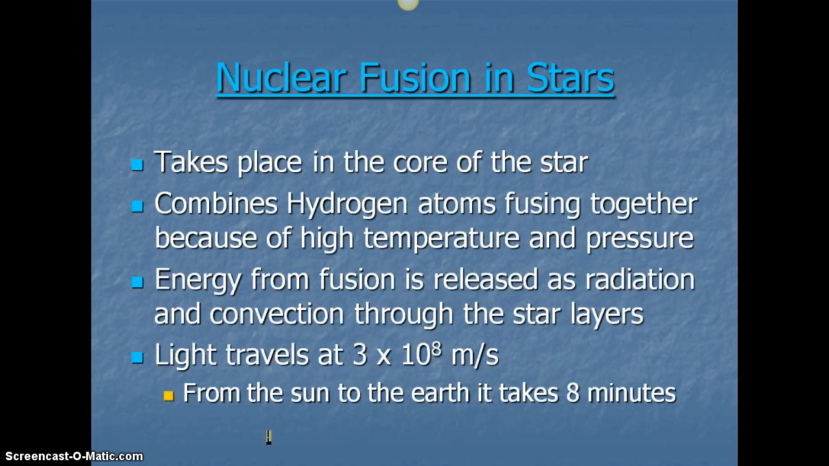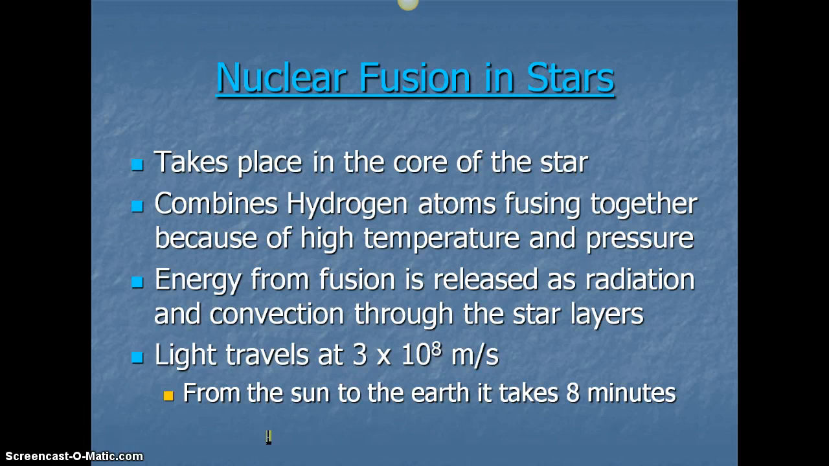Nuclear fusion in stars. Stars have their light because of fusion. We talked about fusion back in chapter 9. It takes place in the core of the star. It combines hydrogen atoms, fusing them together because of high temperature and pressure. Energy from fusion is released as radiation and convection through the star layers. So radiation is light, convection is heat.